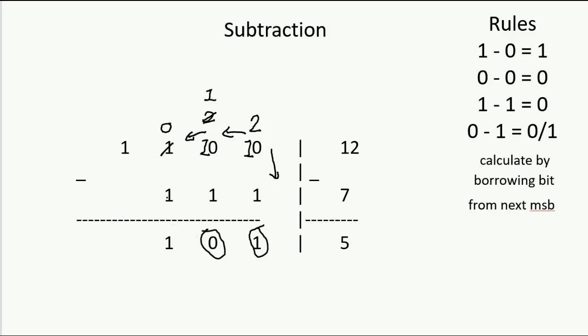Now 0 minus 1, same thing, rule number 4 we need to apply. So we borrow a number from the MSB, so here it becomes 0, and that borrow comes over here. We can say that is the number 2, so 2 minus 1, the answer is going to be 1 over here. So our final answer is 101, which is nothing but 5. You can also verify with the decimal subtraction.